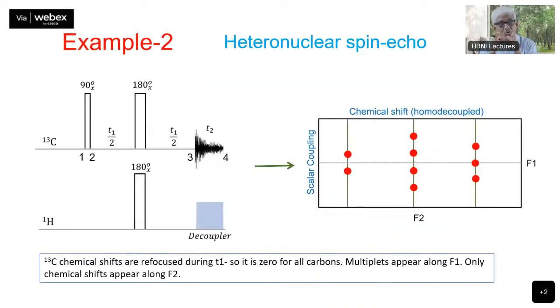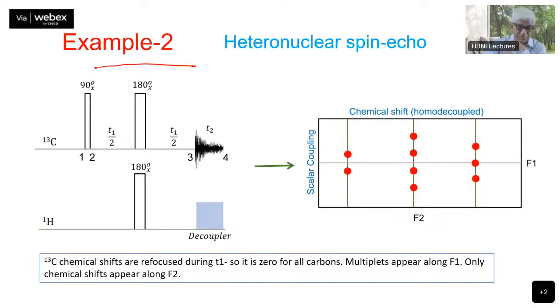Okay, so now let's go to a little bit more complex situation, and this is the heteronuclear spin echo. What we have here, we use the spin echo. So again, we collect the carbon data. On one channel you have the carbon, on the other channel you have the proton. And this is my spin echo. From here to here, it is a spin echo, right? 90, 180, 90, T1 by 2, 180, tau.